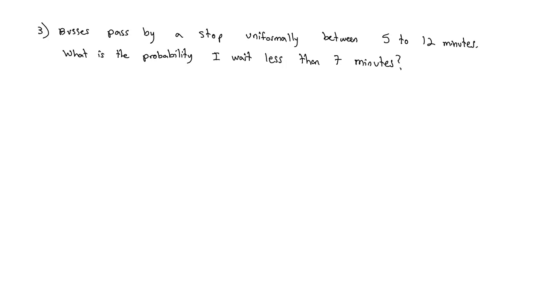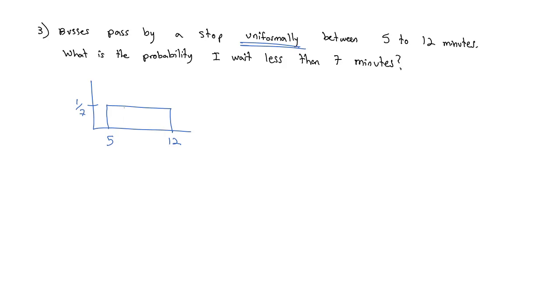Well, when we see the word uniformly, that tells me that the graph shape is a rectangle going from 5 to 12 minutes. The distance from 5 to 12 is 7. So the height is going to be 1 over that distance, or 1/7.